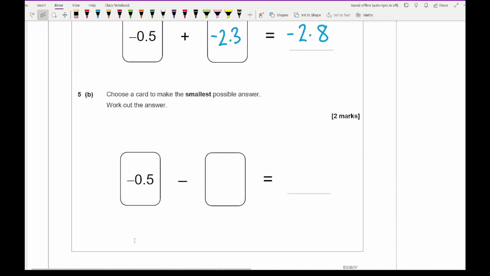The next question then says choose a card to make the smallest possible answer. So here the only thing that's different is the sign in the middle has changed. So here what we need to do is write positive 2.3, and that gives us the same answer of minus 2.8. Now it's really important you do write something in both those 2 spaces as it is worth 2 marks.